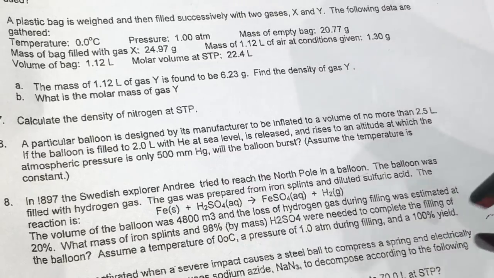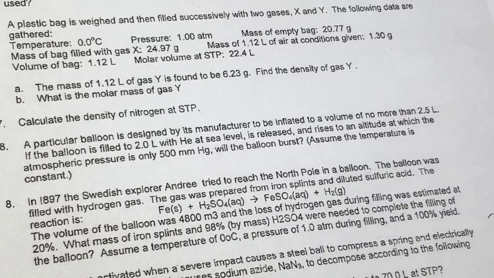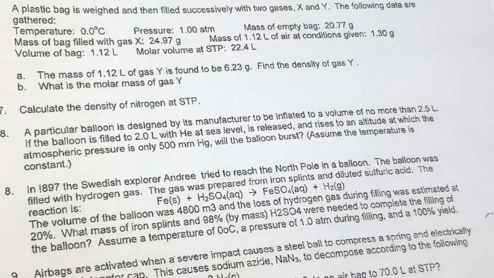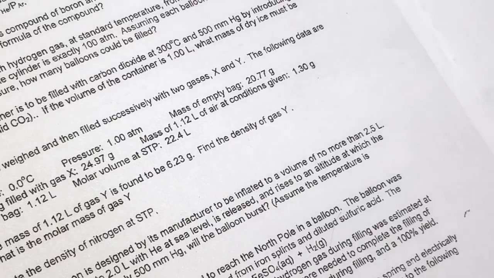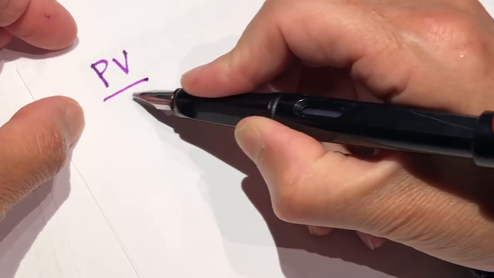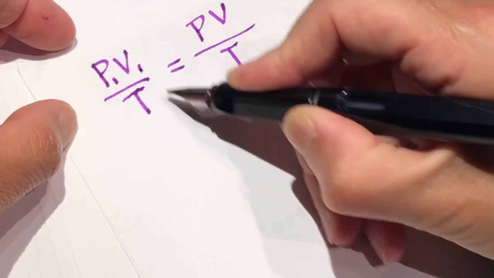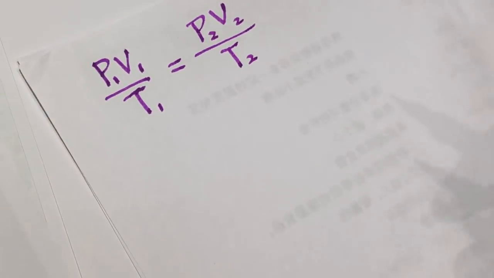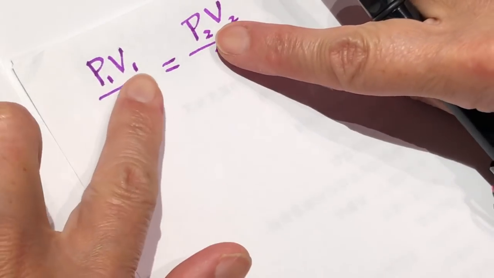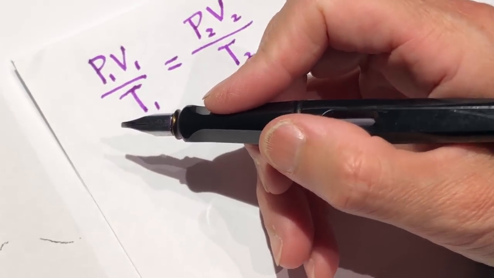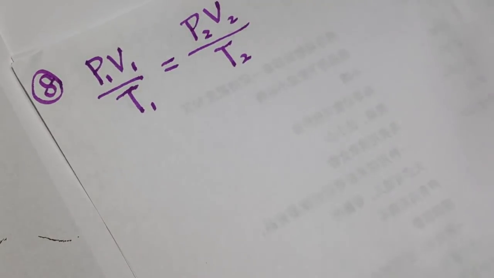So this one, there is no weight involved. So we are going to use the combined gas rule. Okay, so this one we know two rules. One is the PV over T rule. And this one, the temperature is the same, so we can cross-cancel this temperature. This is question number 8, right?